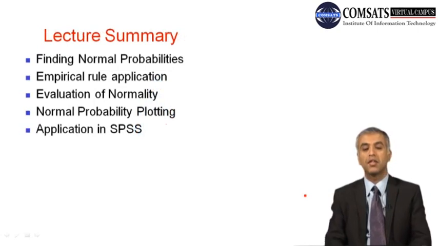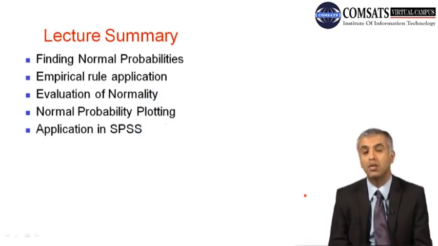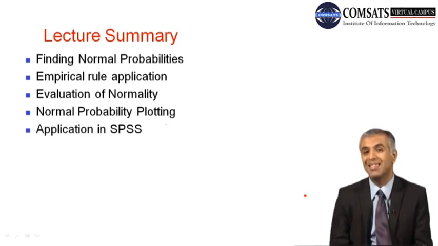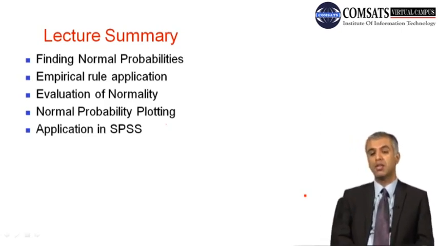So in today's lecture, we basically tried to find out how to evaluate normal probabilities and what the implication of finding these normal probabilities is. Because the main issue is that when a specific p-value is reported in SPSS, what is the meaning of that p-value, and why do we need to find these normal probabilities?